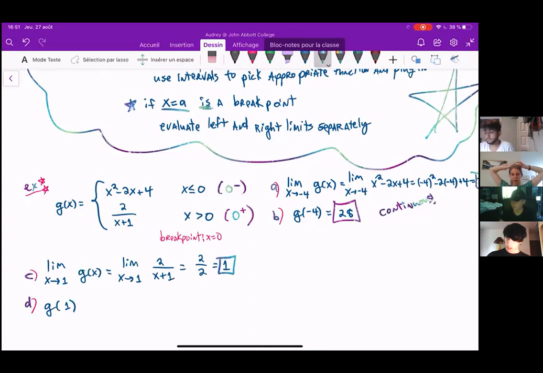Are there any questions about this? What's g of 1? It's 1. So this is equal to 1. Is this continuous at x equals 1? Yes.